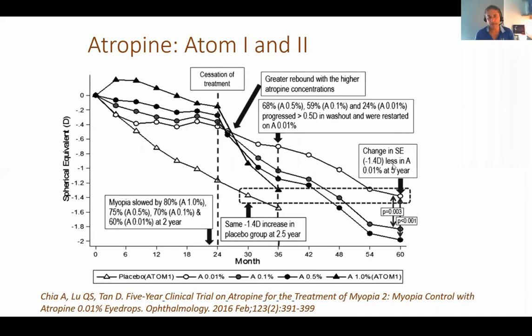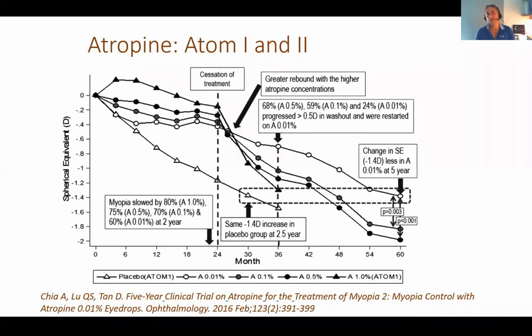In this study in 2016, ATOM 1 and ATOM 2, they compared the treatment using different doses of atropine. Atropine, we know, is a dose-dependent drug. So they tried 1%, 0.5%, 0.1 and 0.01. And the funny thing was that 0.01 was a concentration that they thought was useless. It would help for nothing. And they used that concentration of 0.01 just for control, just to have the placebo treatment. And the surprise was that the 0.01, this is the point, makes something.